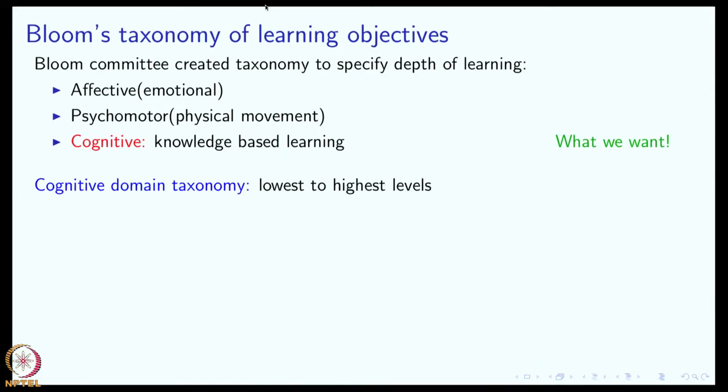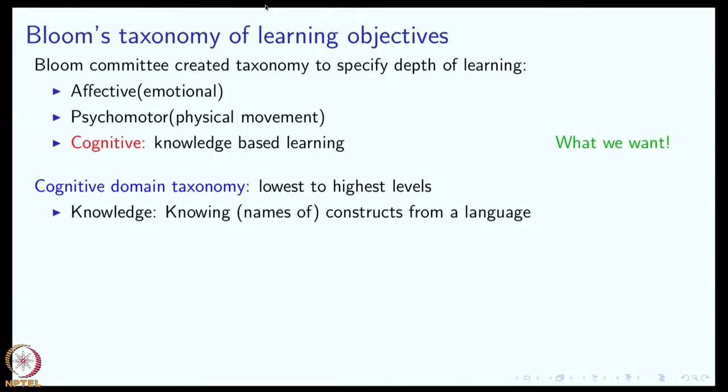Well, Bloom said that the learning objectives, or the depth of learning, from the lowest to highest levels could be something like this. At the lowest levels, you might expect knowledge from your students. What does it mean? You might expect students to know the names of the constructs from a language. So maybe the students know that there is an int data type, there is a double data type, and so on. Or maybe they know that there is a while loop, a for loop, whatever.